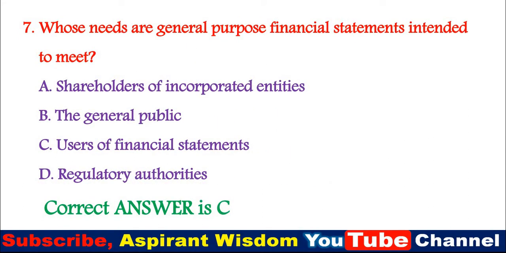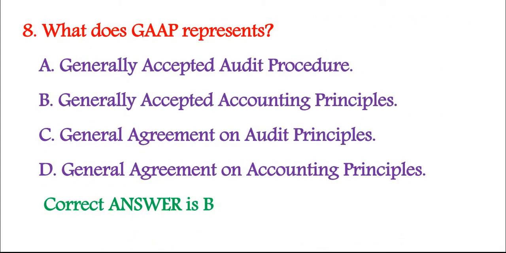7. Whose needs are general purpose financial statements intended to meet? A. Shareholders of incorporated entities. B. The general public. C. Users of financial statements. D. Regulatory authorities. Correct answer is C. 8. What does GAAP represent? A. Generally accepted audit procedure. B. Generally accepted accounting principles. C. General agreement on audit principles. D. General agreement on accounting principles. Correct answer is B.